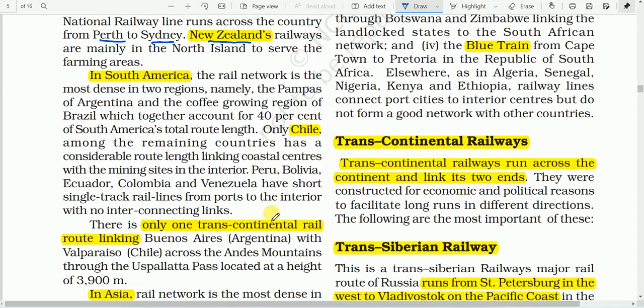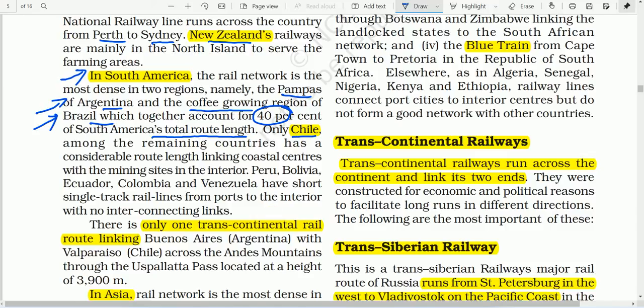Next we have South America. In South America, the rail network is the most dense in two regions, namely the Pampas of Argentina, the grassland areas, the commercial grain farming areas, and the coffee growing regions of Brazil, which together account for 40% of South America's total route length. So we have mainly two countries in South America where the railway density is very high. Those are Argentina and Brazil, accounting for 40%.